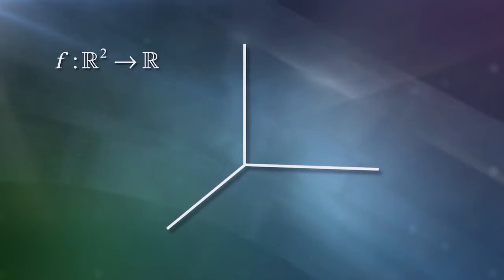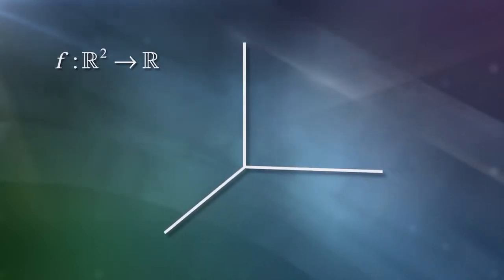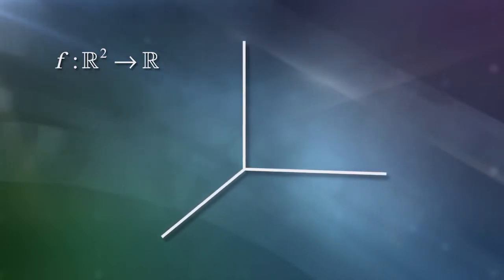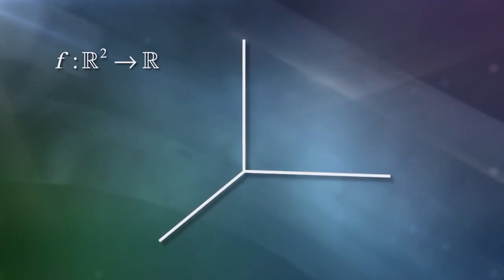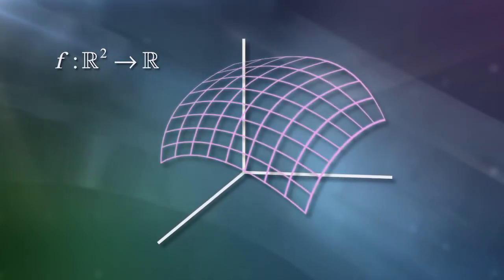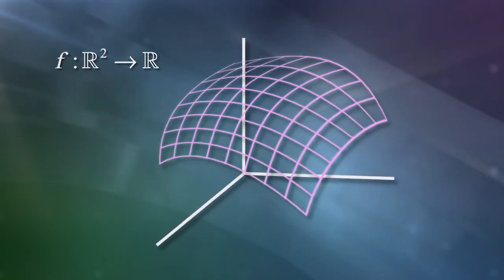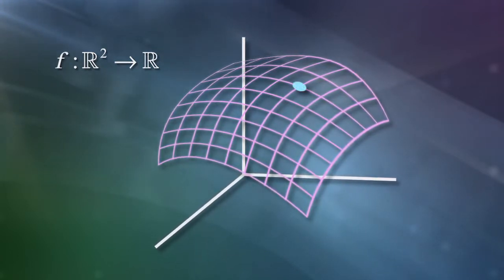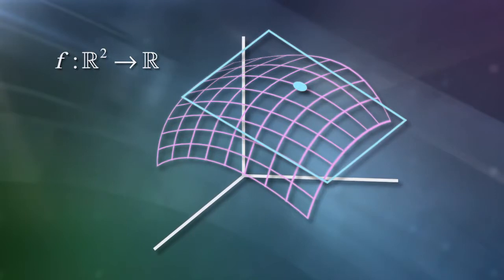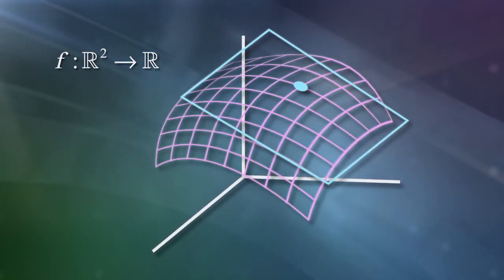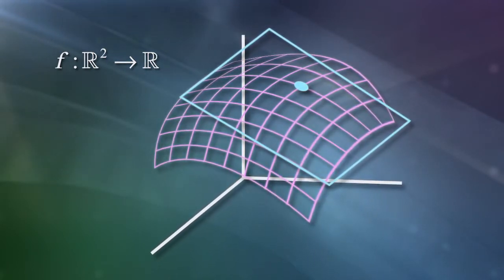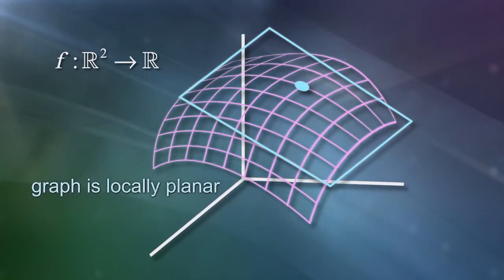For instance, if you're looking at a function f from R2 to R, then it takes in two real numbers like x and y and spits out a single number like f of x, y. This means the graph of this function can be represented by a surface over the xy plane. To say the function is differentiable at a point means that if you blow up the view of the graph near that point, it looks more and more like a plane. In other words, it's locally planar.